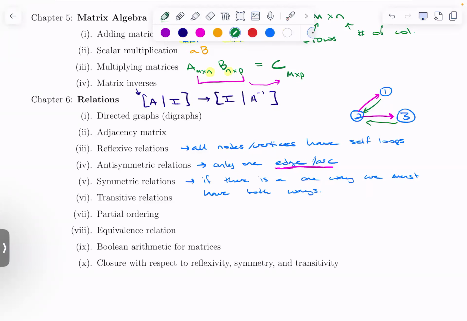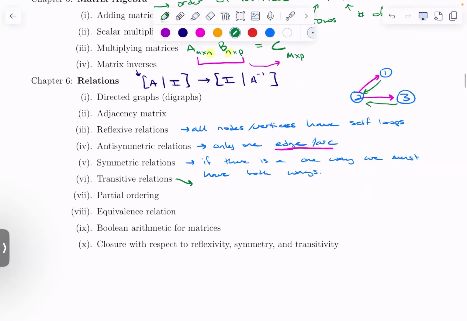And so here, transitive, if AB and BC, then AC must exist.